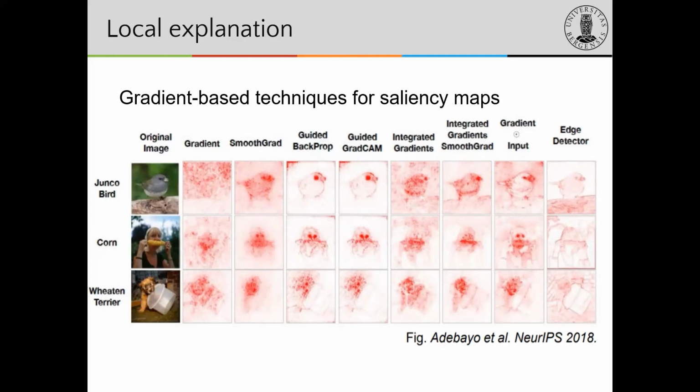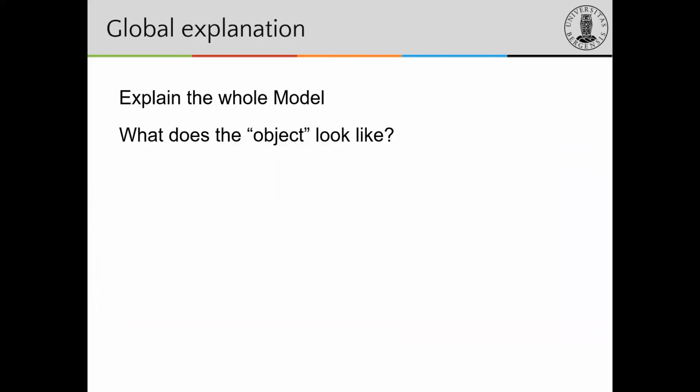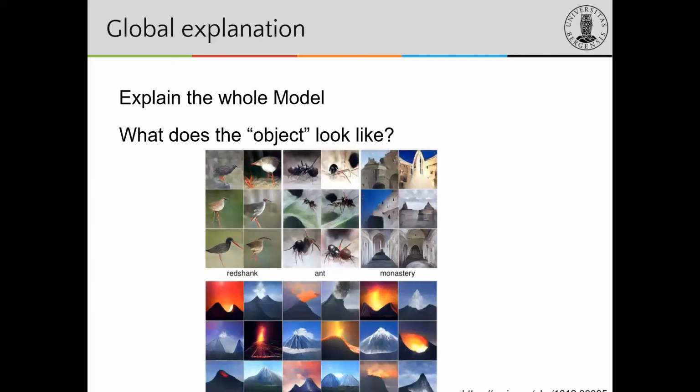After the local explanation, I want to talk about the global explanation. The global explanation means we want to explain the whole model. What does this mean? This means we want to know what the object looks like in the AI's eyes. For example, here are a lot of nice pictures. We draw them based on the trained model. This shows how the AI thinks the red shank, the ant, the monastery and the volcano look like. You see, most of these pictures are quite authentic.